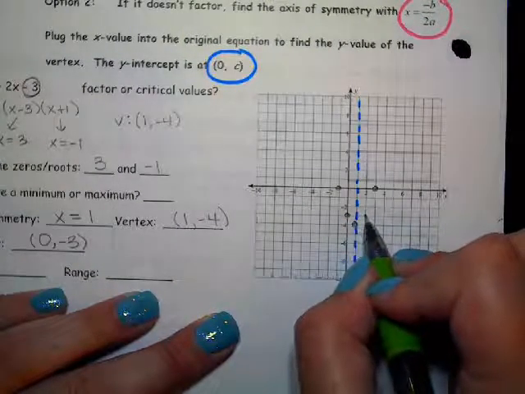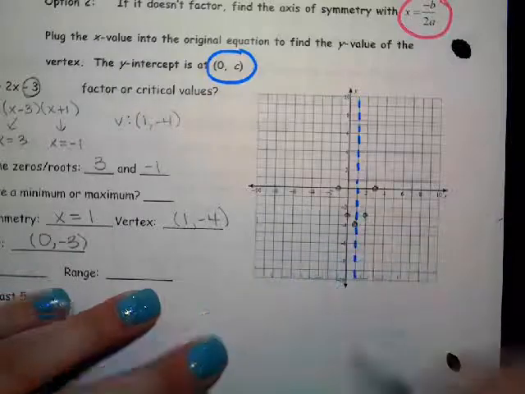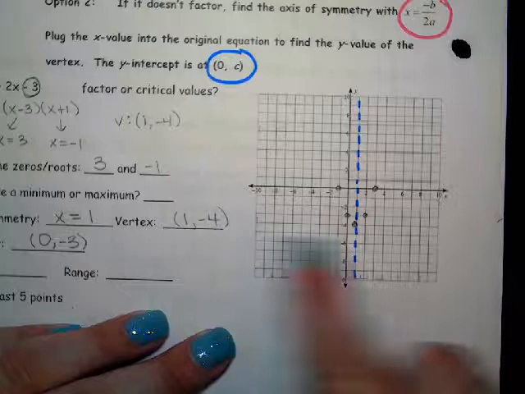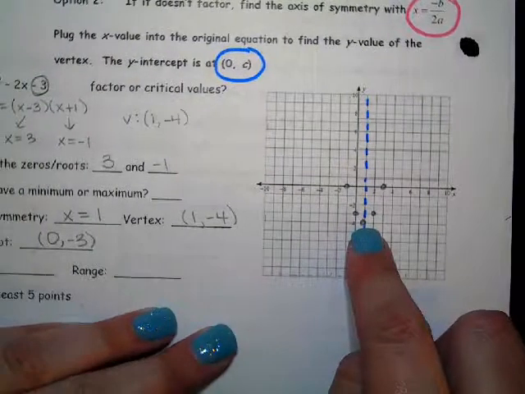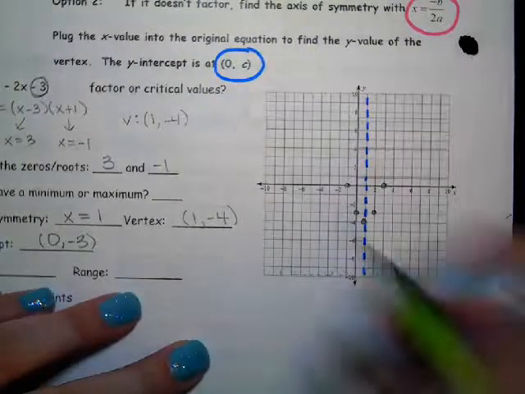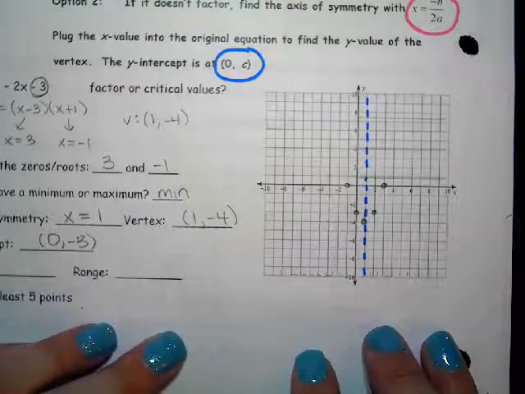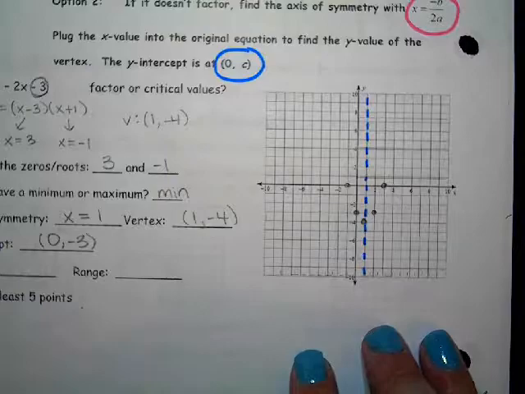Okay. Does this graph have a maximum or minimum? Minimum. I'm just going to write min. Okay. I'm going to go ahead and draw the U shape, that parabola shape.